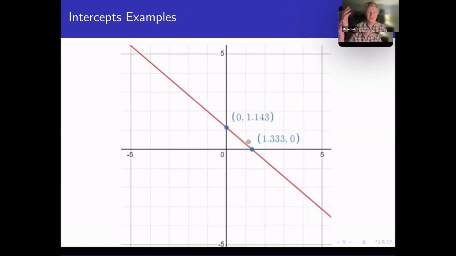And actually, interestingly, when it comes to lines, if you know the x and y intercepts, you can graph them. This is only true for lines, though. We haven't really described what lines are. We'll do that in 2.3.